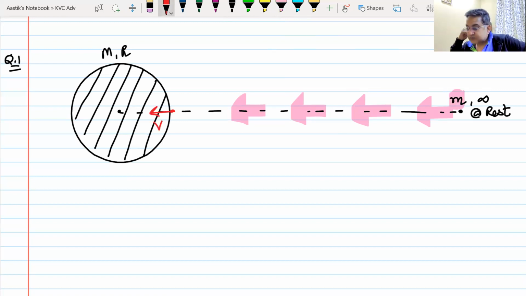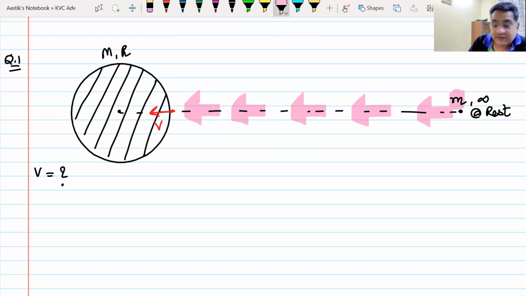Yes, sir. You have to find out the velocity v with which this particle strikes the planet. The particle is at a large distance from the planet. It's free to move. With what velocity will it strike the planet? I'll give you 2 minutes to do this.